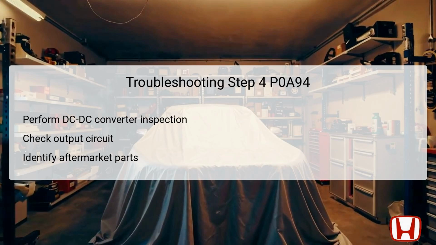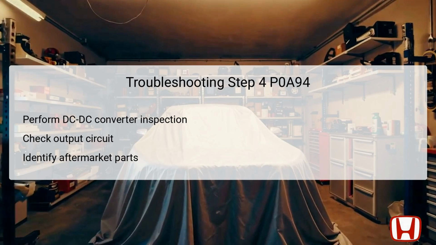Once the external circuit has been examined, the next step is to conduct a thorough inspection of the DC-DC converter itself, focusing particularly on its output circuit. Begin by checking if there are any aftermarket parts or additions connected to the DC-DC Out 1 and DC-DC Out 2 circuits. Aftermarket modifications may often introduce variables that can lead to performance problems or errors being triggered in the system.